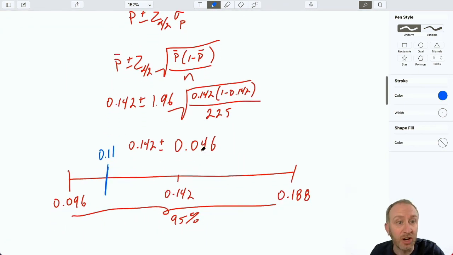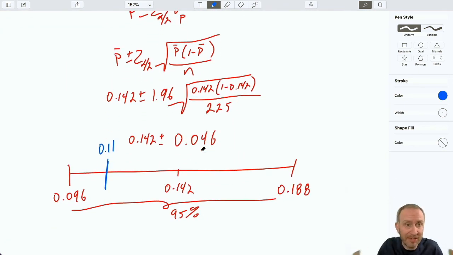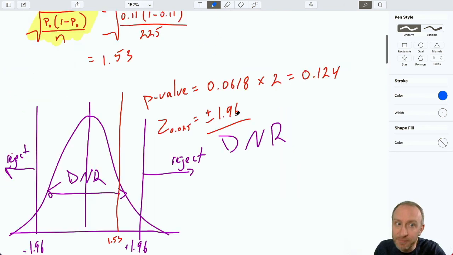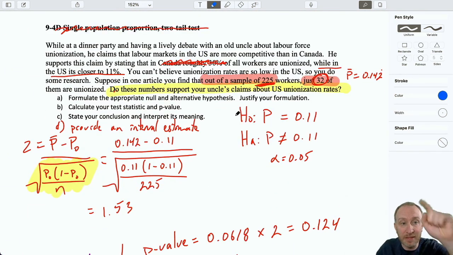I'm 95% confident that the true proportion of the U.S. labor market that is unionized is between 9.6% and 18.8%. 11% is a possibility. The fact that 11% is a possibility is consistent with our inability to reject it here. Again, that doesn't mean that the null hypothesis is true. It means that at that level of significance, I cannot say that the null is false, because that hypothesized value is possible. Okay, good. So that's it.